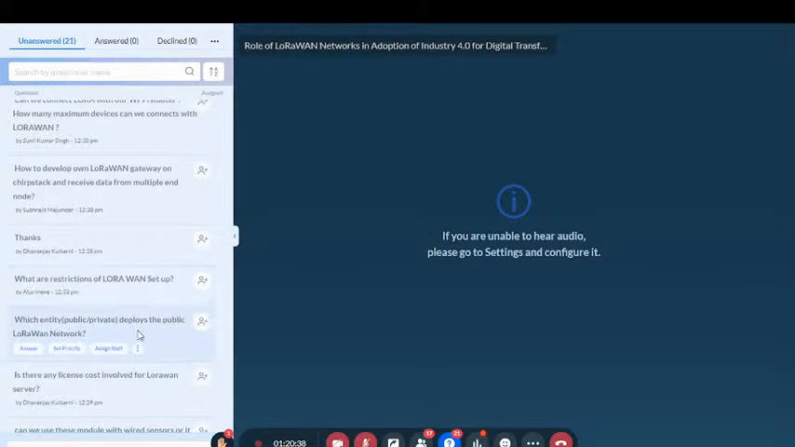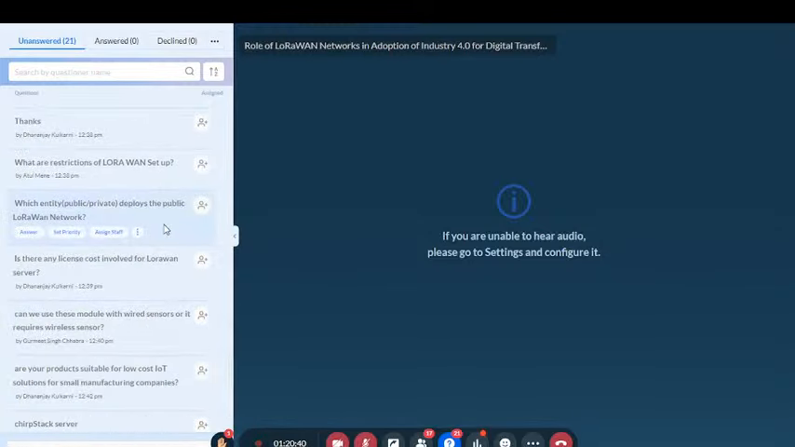Which entities, public and private, deploy LoRaWAN? There are major players who are deploying public LoRaWAN networks. Some of the major ones are Tata and Actility. They are deploying their solutions in India also.